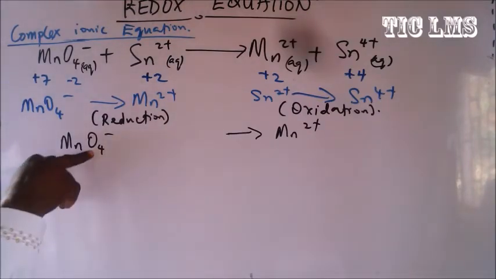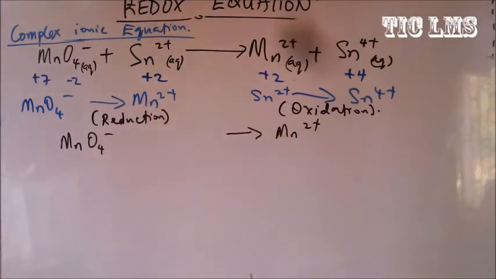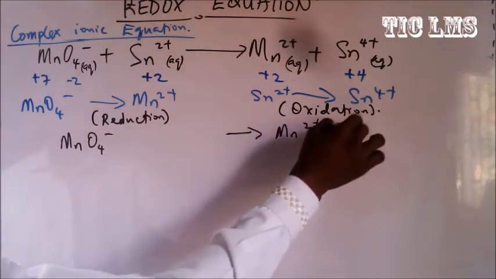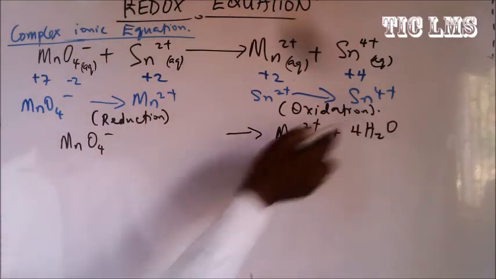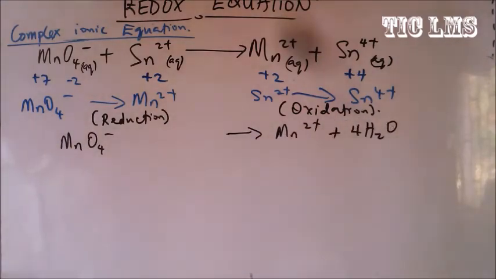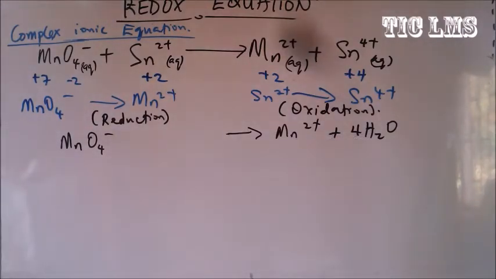Here we have 4 oxygen atoms. That's going to determine the moles of water we'll add here. We will add 4 moles of water, because we have 4 oxygen here and we have 4 oxygen here, meaning that the oxygen is balanced.